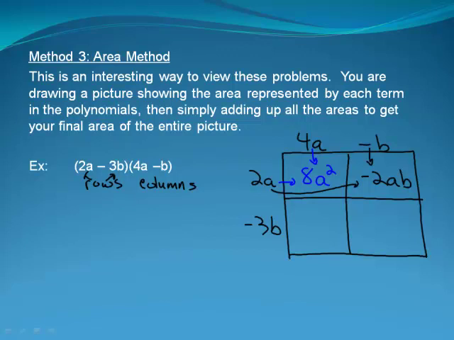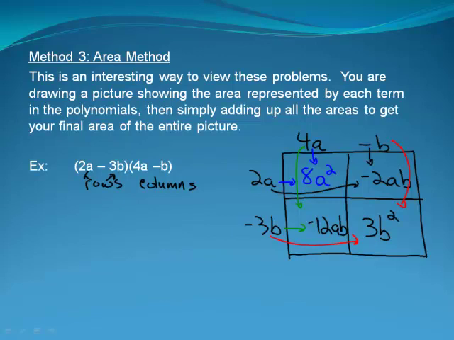Okay, in this box down here, we're going to take this row, negative 3b, and we're going to multiply it to positive 4a. So negative 3 times a positive 4 is negative 12, and a times b is ab. And finally, for your lower right, we're going to take negative 3b times negative b. Negative times negative is a positive 3. b times b is b squared.